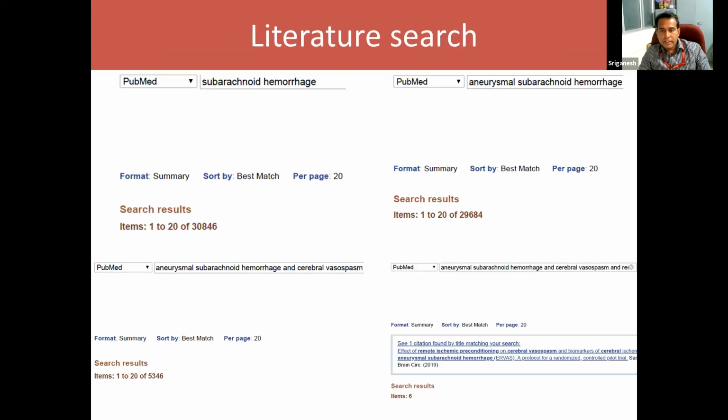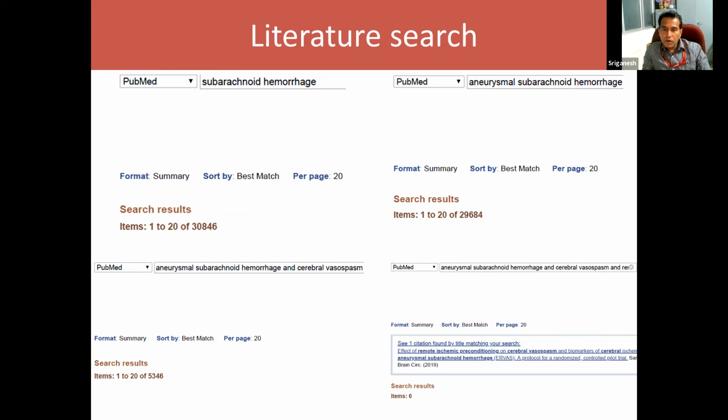Now, this is just an example of how to conduct research. It depends on what you're looking at. If it is a quick search that is needed, you have to be very focused, very specific, using some keywords. Like here in the last one, you see that aneurysmal subarachnoid hemorrhage and cerebral vasospasm and remote ischemic preconditioning will return you only 6 articles. Whereas if you do a broad search, subarachnoid hemorrhage, it can throw you around 30,000 articles, which is very difficult for you to scrutinize, read, and identify the details which are relevant for your research problem.